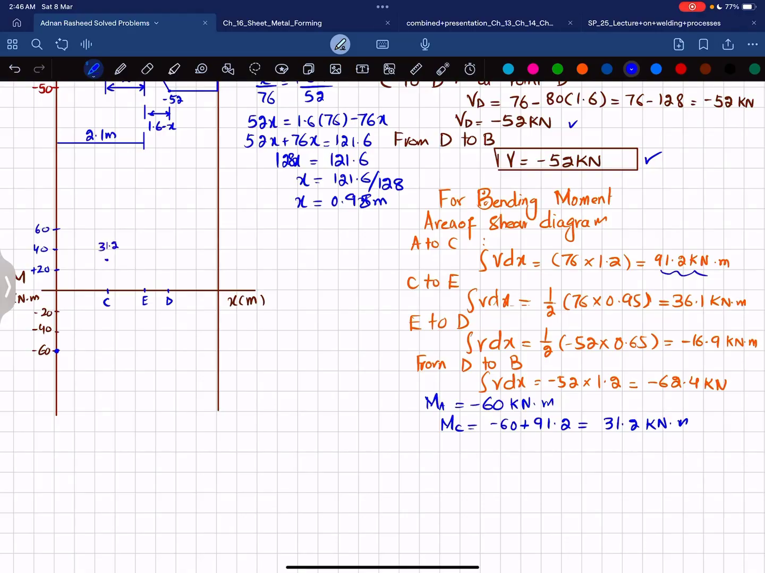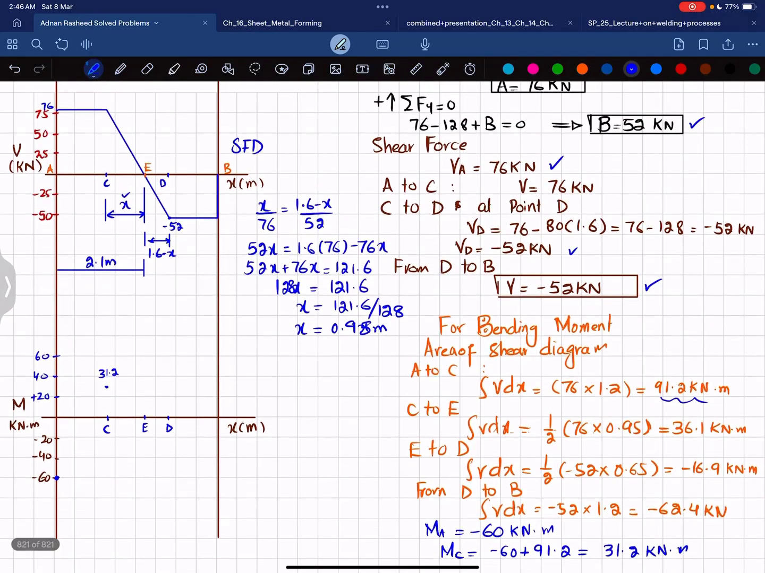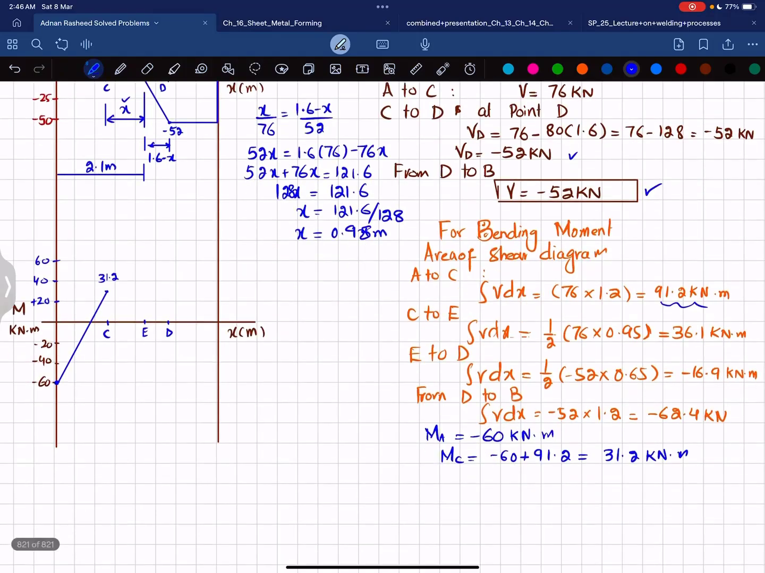And you can see that the shear force is a horizontal line, a 0 degree curve. So the bending moment will be one degree higher, a straight line, and the slope will be constant. So this was the moment at point C.